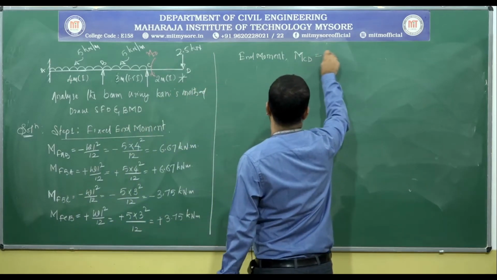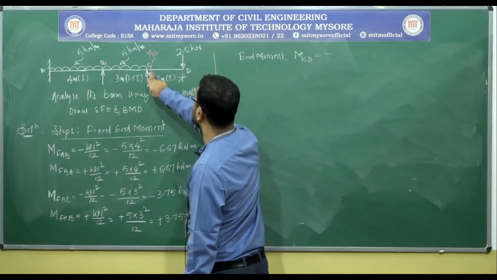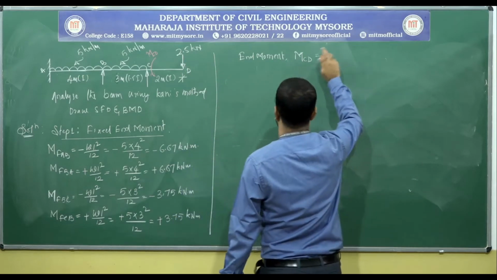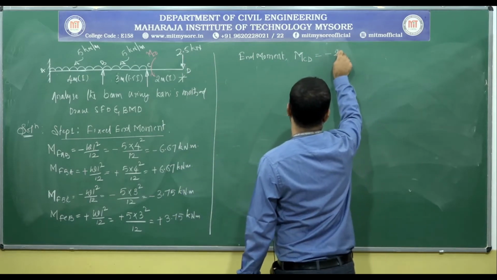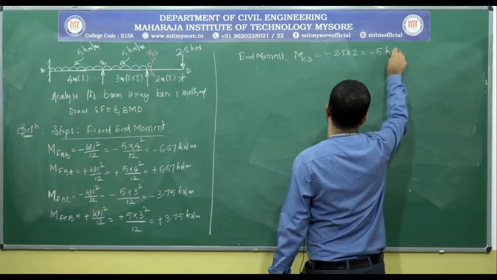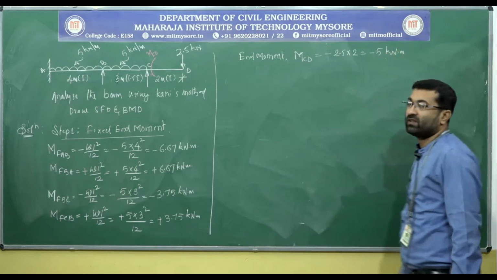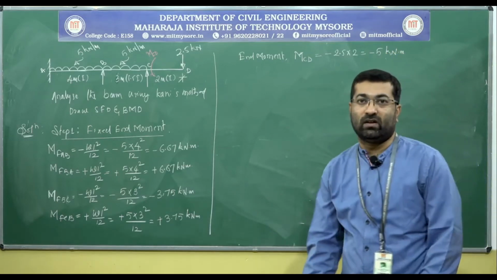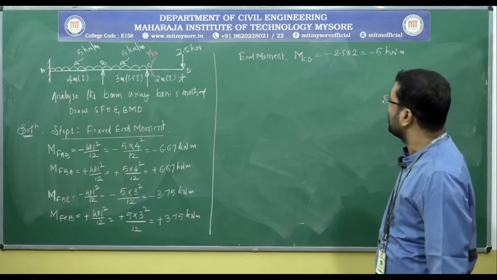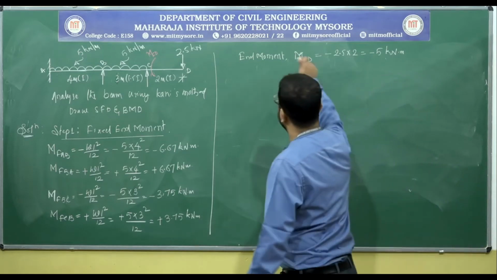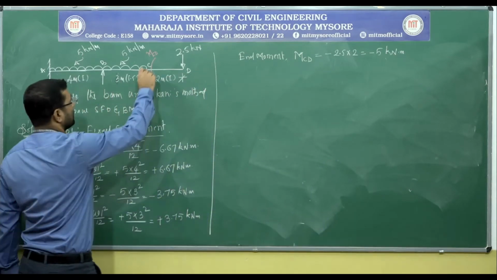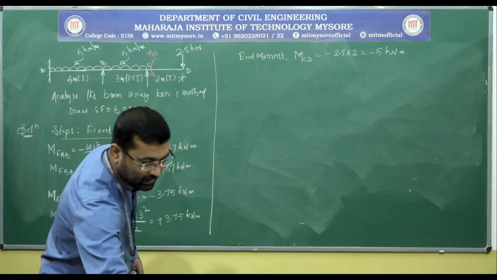MCD is equal to, it is minus. With respect to this C point, this D is on the right side, so it is creating a clockwise moment. So right side clockwise is negative. It is 2.5 into 2, so it is minus 5 kilonewton meter. So this minus 5 kilonewton meter is the final end moment, right?